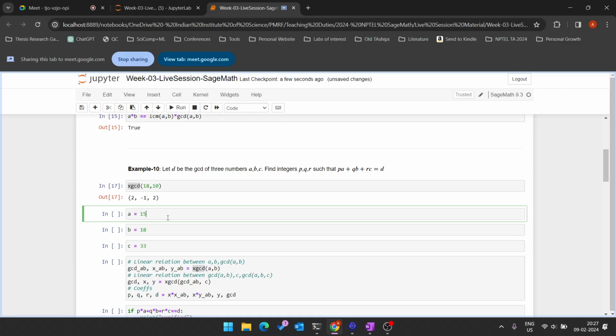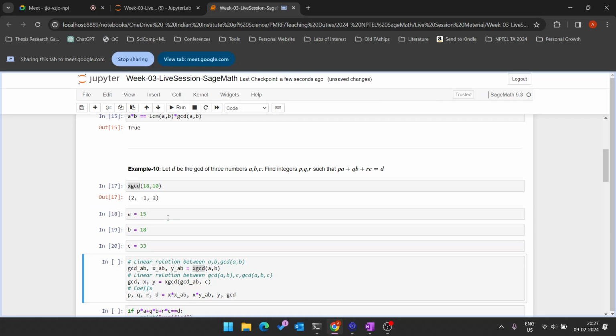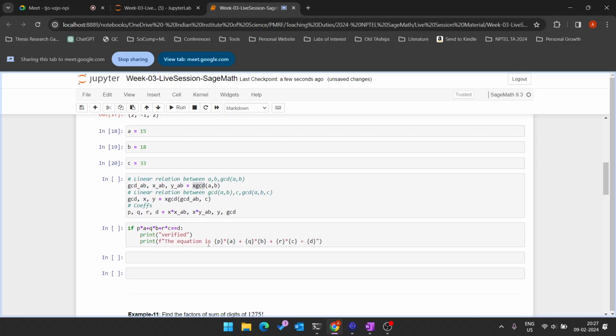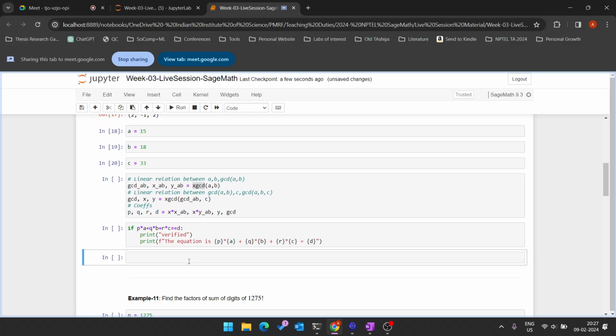suppose I have three numbers of the form 15, 18 and 35, right? And now I want to find a way to obtain the integers P, Q, R. All right. So how have I done this? I'll shift to the notebook once.